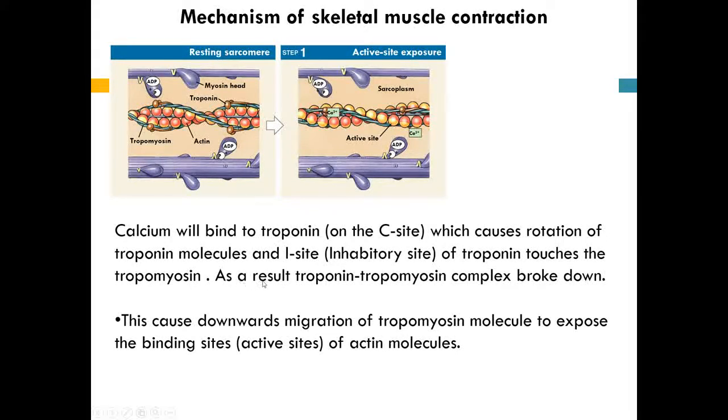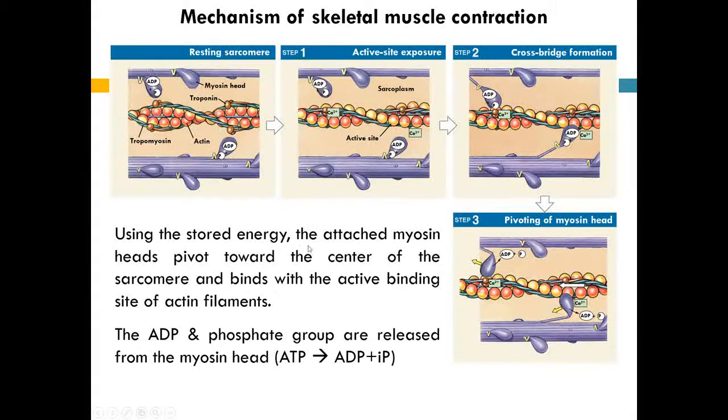And when this is happening, the troponin-tropomyosin complex is broken down. And what will happen after that? When it is broken down, it causes the downward migration of the tropomyosin molecules to expose the binding site of the actin molecules. Because we know that the tropomyosin was covering the active site of the actin molecules. So when the troponin-tropomyosin complex is broken down, these tropomyosin molecules move away from the active site of the actin molecules. So using the stored energy, the attached myosin head will pivot towards the center of the sarcomere and bind with the active binding site of the actin filament.